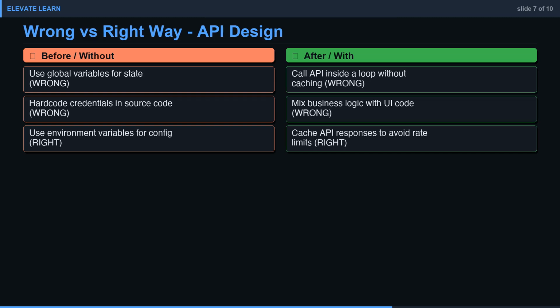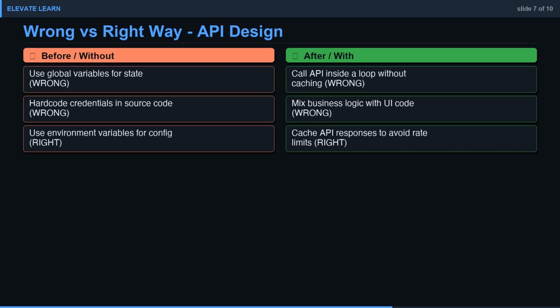When designing APIs, making the wrong choices can lead to big problems. For example, using global variables for state is a no-go. It can cause data consistency issues and make your code hard to test. Similarly, calling an API inside a loop without caching will definitely hit rate limits. And that's not good. Hard-coding credentials in your source code is another big mistake. What if someone gets access to your code?